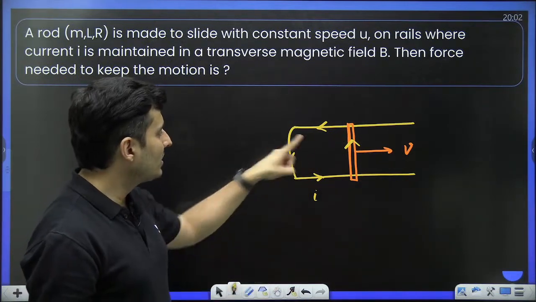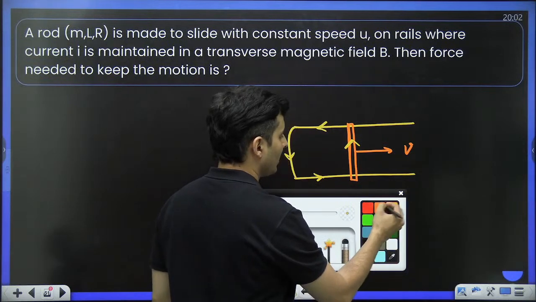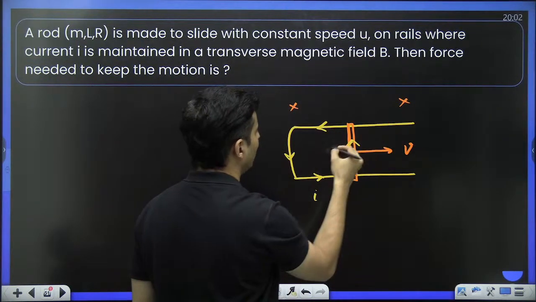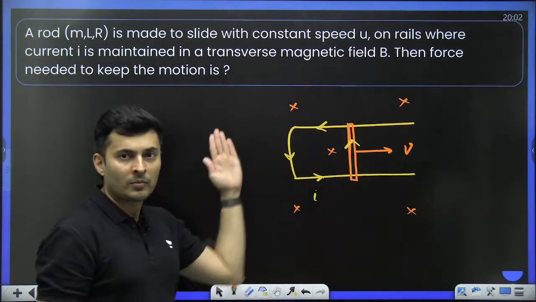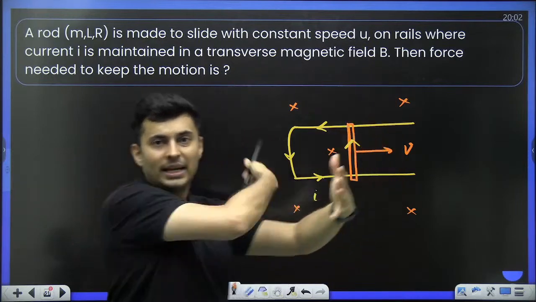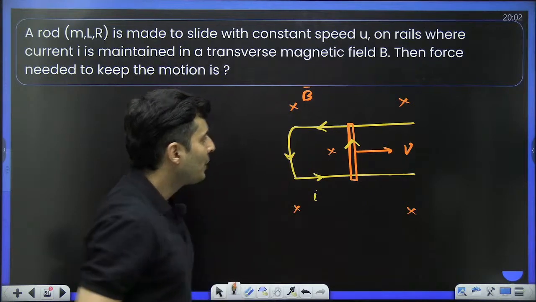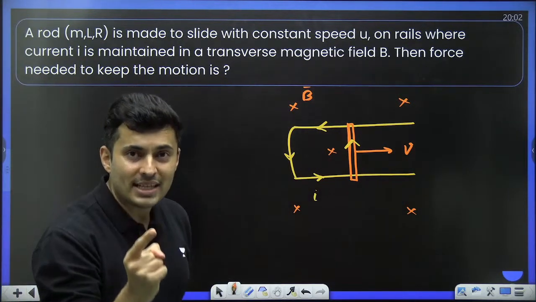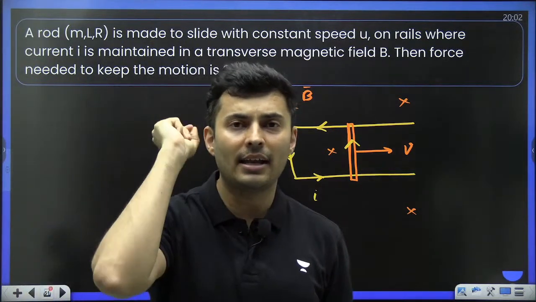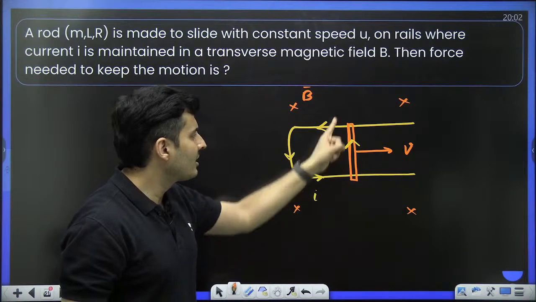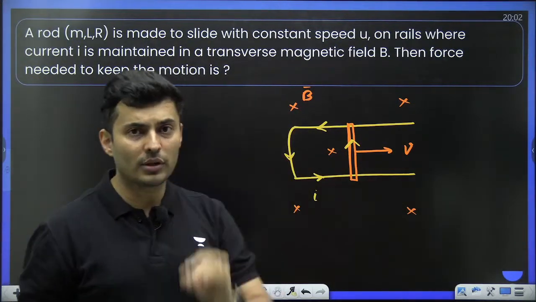Because of that current, there will be a magnetic force. First of all, I need to show the magnetic field. Let's say the magnetic field is transverse, meaning perpendicular. This is the plane of the board, and the field is perpendicular to the plane of the board. So because there is current and there is a field, there will be a force acting on current carrying wires, even rods. This rod carries current and therefore it will experience a magnetic force.